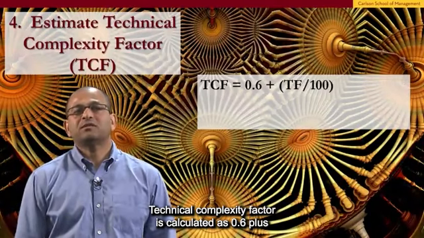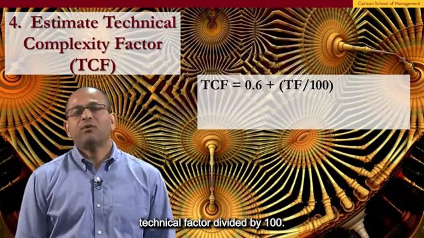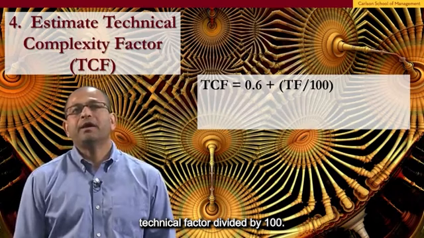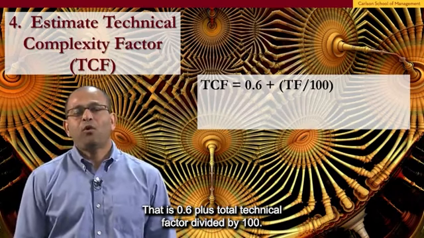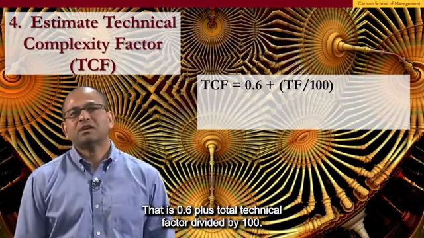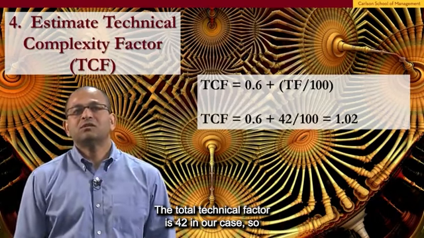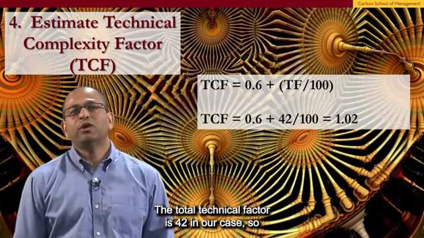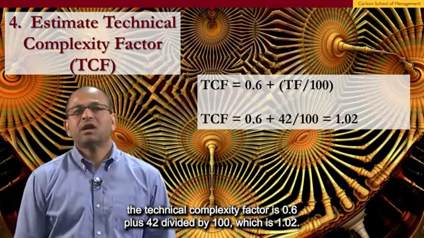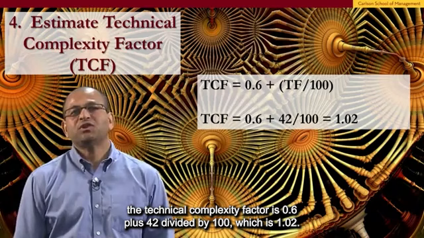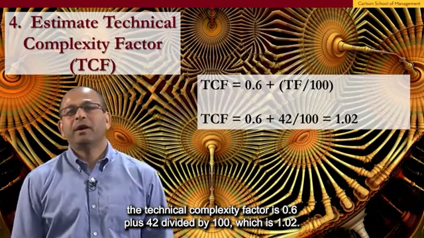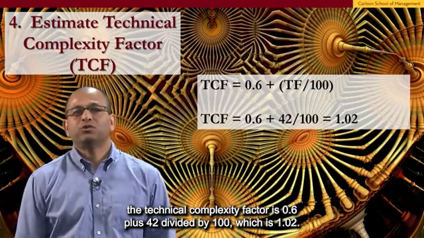Technical complexity factor is calculated as 0.6 plus technical factor divided by 100, that is 0.6 plus total technical factor divided by 100. The total technical factor is 42 in our case, so the technical complexity factor is 0.6 plus 42 divided by 100, which is 1.02.